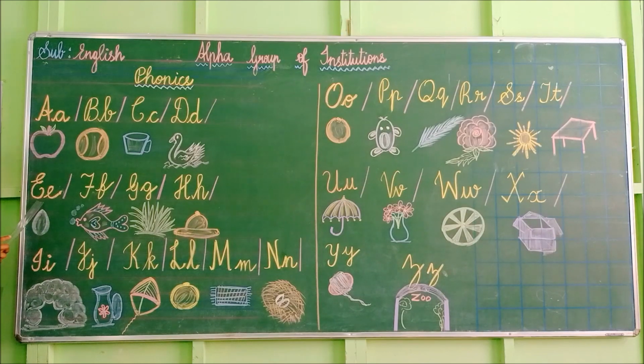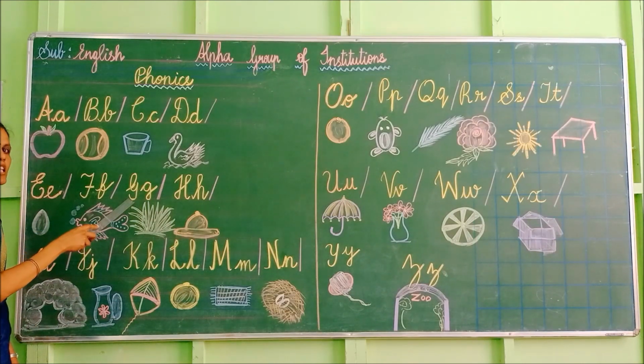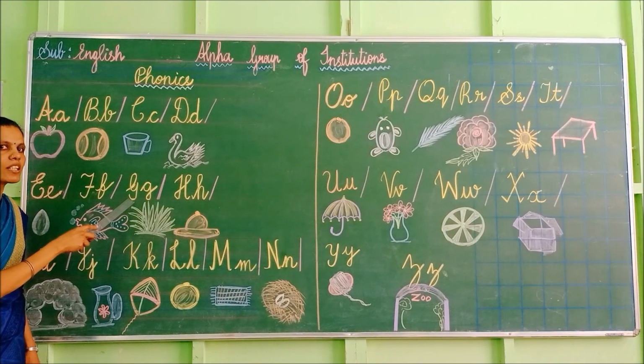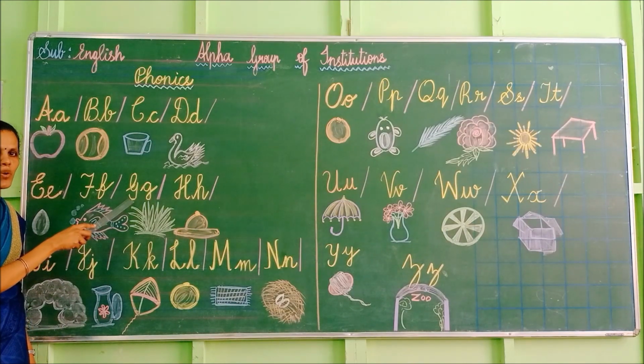Next one. What letter is this? E. E sounds egg. Next one. F. What letter is this? F. F sounds fur. Fur, fish. Next one. What letter is this? G. G sounds G.